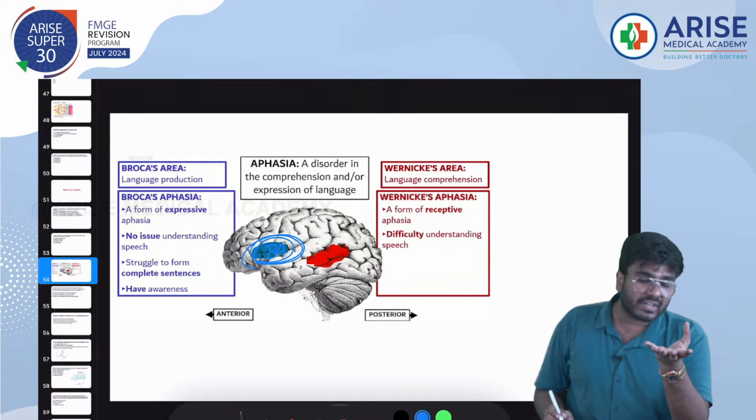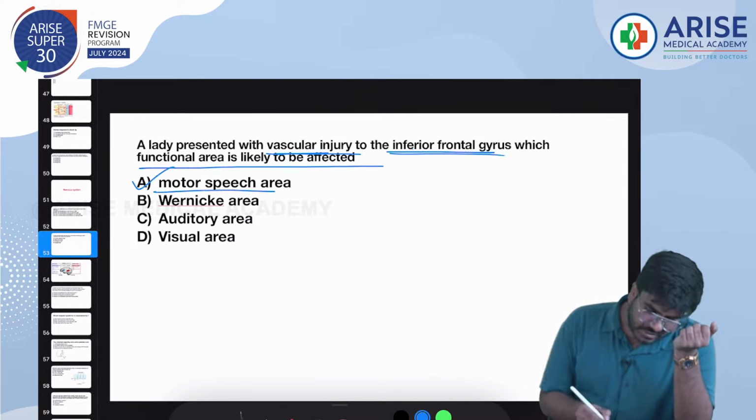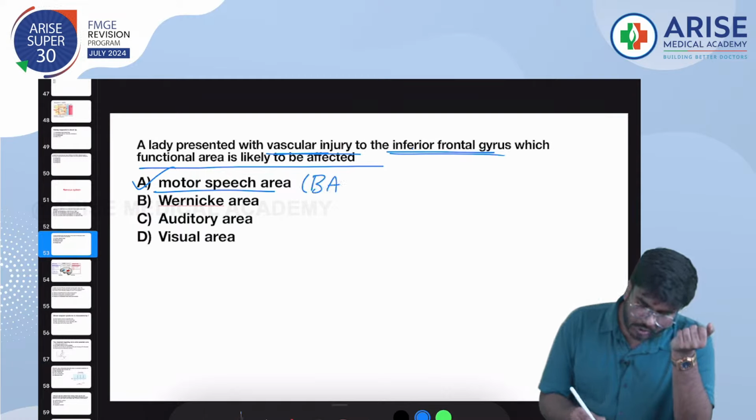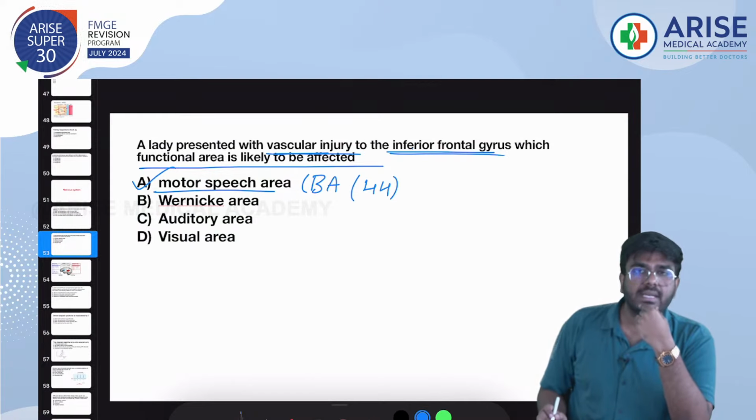Motor speech area is affected. So tell me, the vascular injury to the inferior frontal gyrus, which functional area is most likely affected? It's the motor speech area, or you can say Broca's area, Brodmann's area number 44. Broca's area is affected.